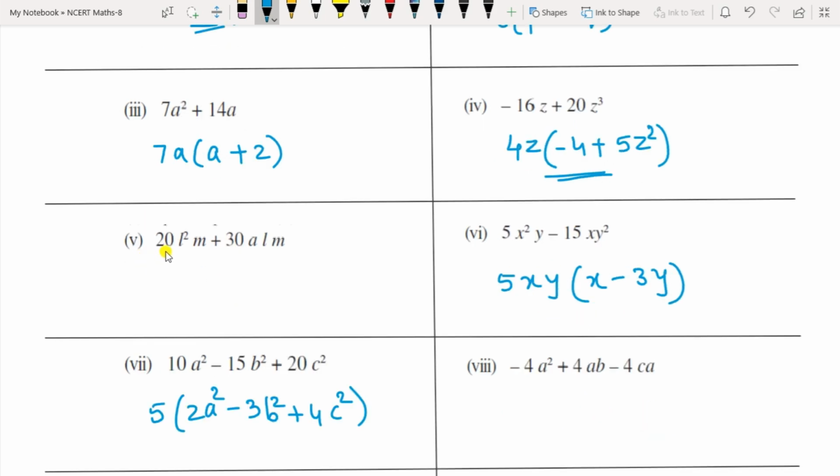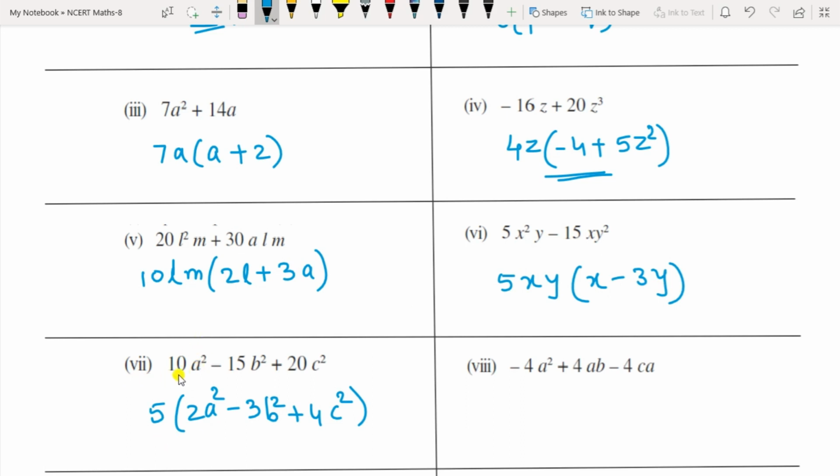Question 5 is 20 L square m plus 30 A L m. So the common will be here 10, and in the variables it will be L and m. That is the least power they are having. So 10 2s are, L square is out, L is out from L square, the remaining is L, m is out, plus 10 3s are 30, A we have not taken, and Lm is out. So this is the answer. 5x square y minus 15xy square. So 5xy is common, x minus 3y is the remaining.